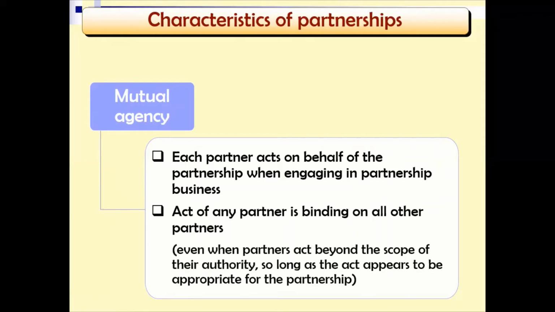Even when a partner acts beyond the scope of their authority, as long as the act appears to be appropriate for the partnership, then it is considered to be binding to all the other partners. That is what mutual agency means.